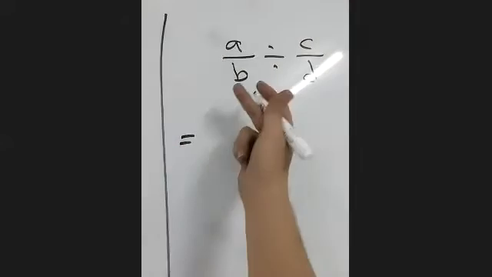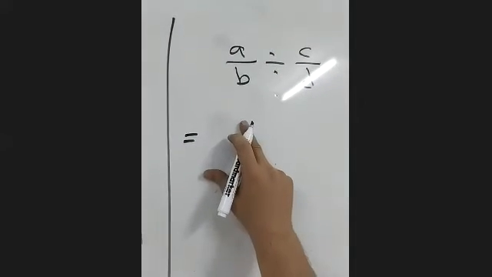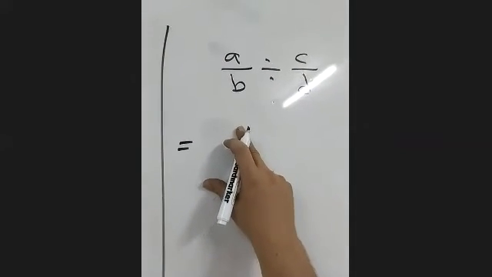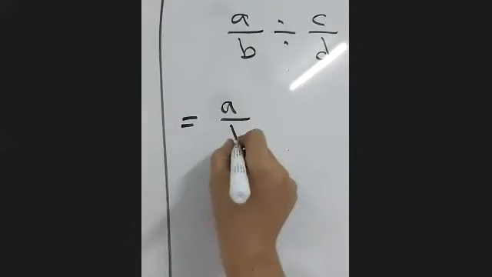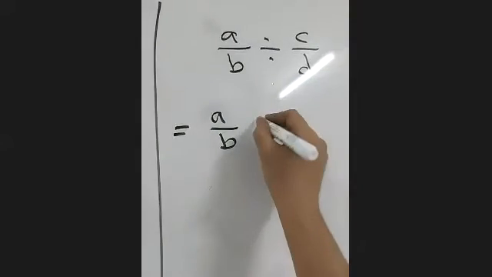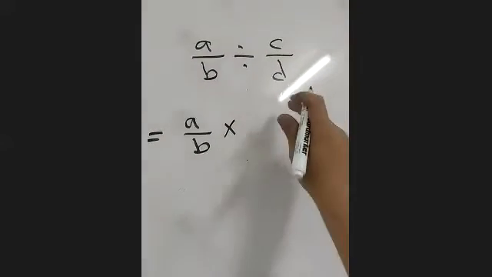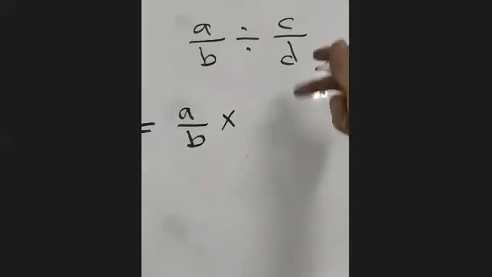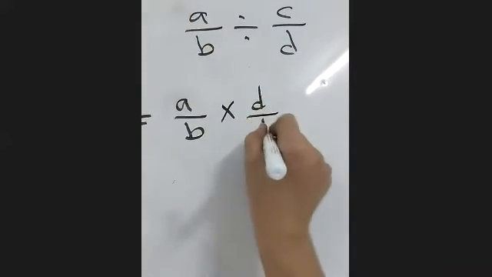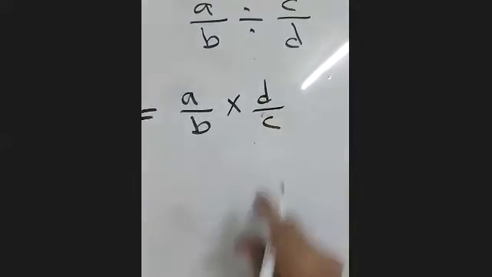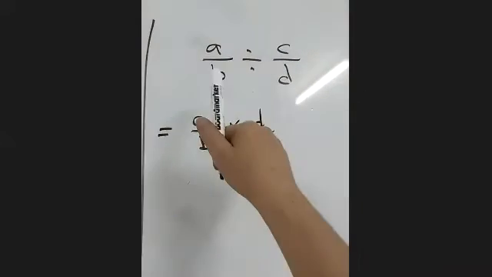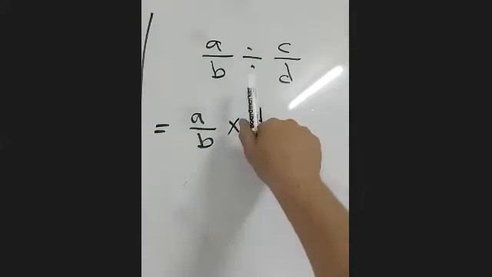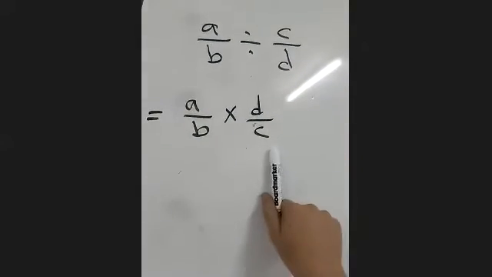this is equal to... the first fraction, leave it as it is, A over B stays A over B. The division, turn it to multiply. The second fraction, you flip it: C over D will be D over C. So the first step: the first fraction, keep it, the division becomes multiply, and the second fraction, flip it.